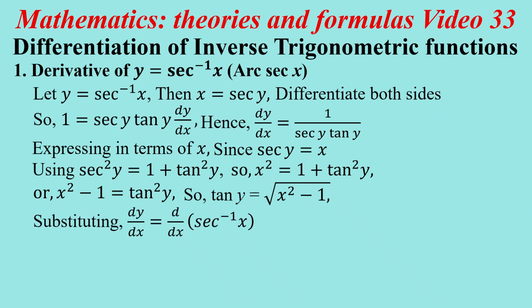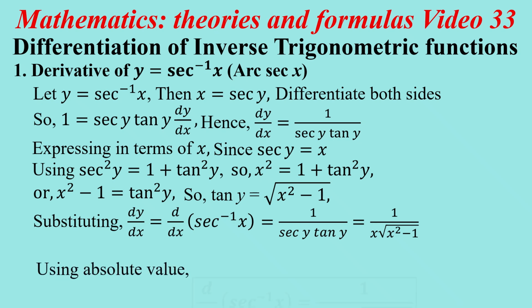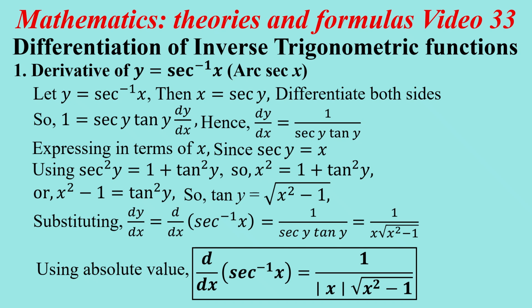Substituting dy by dx equals d of sec inverse x by dx, which is our prime requirement, we get it is equal to 1 by sec y tan y. Now sec y is x and tan y is root under x square minus 1. So we get d of sec inverse x by dx equals 1 by x root under x square minus 1. So using the absolute value, we get d dx of sec inverse x equals 1 by absolute x times root under x square minus 1.